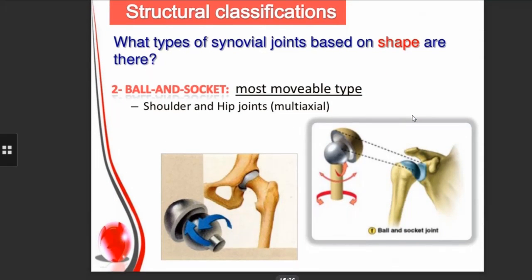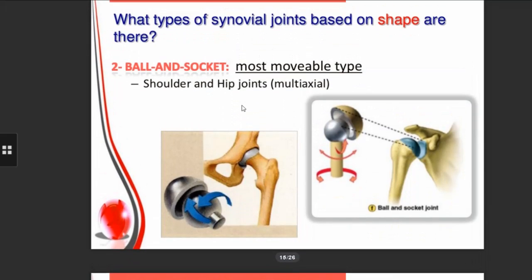Second one is the ball and socket joint. You can see here most movable type. It is a multiaxial type, and examples are shoulder and hip joint. You can see it's a shoulder one. It's a hip joint. This is the ball of femur bone, and this is the acetabulum or the socket of our pelvis.